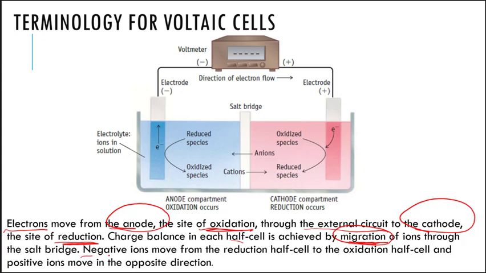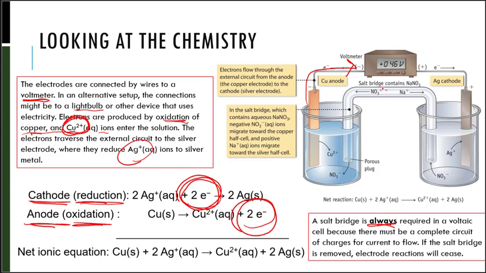Negative ions move from the reduction half cell to the oxidation half cell, and positive ions move in the opposite direction. We can see here the negative ions are moving from the cathode, or the reduction, to the oxidation, and the positive ions are going from the oxidation to the reduction, so going to the right.